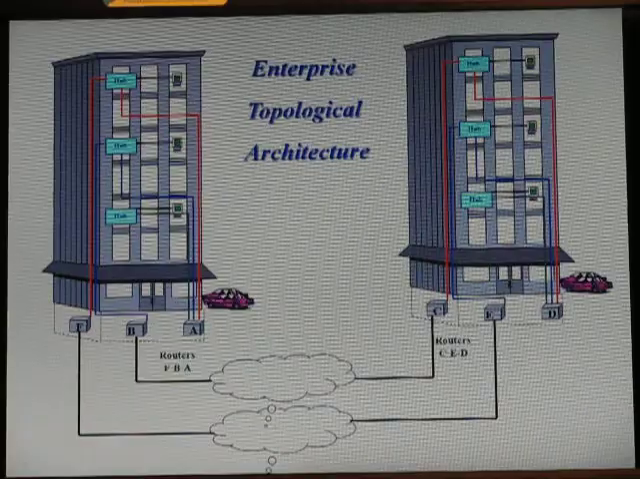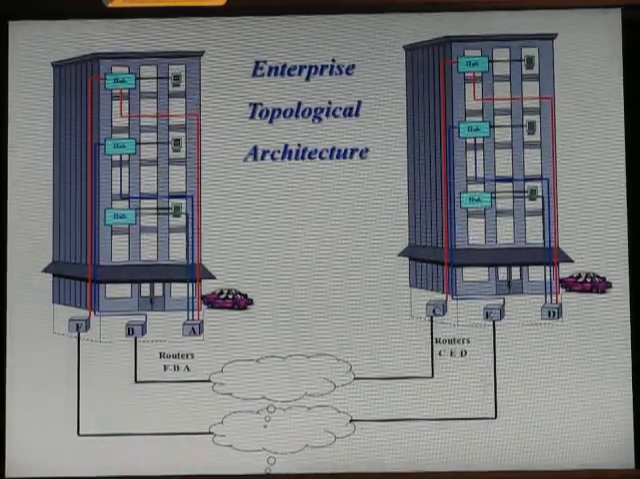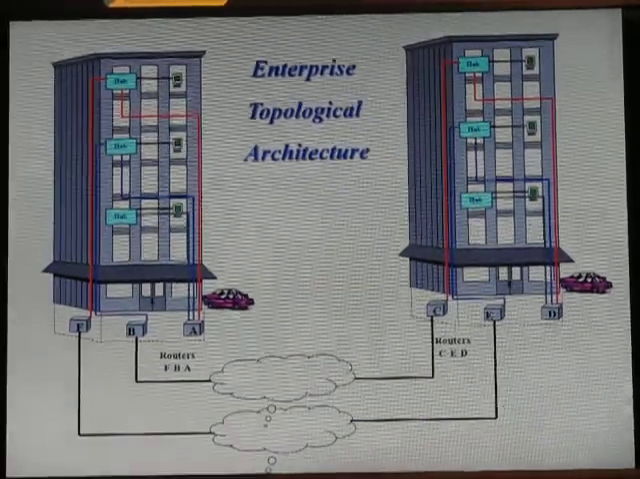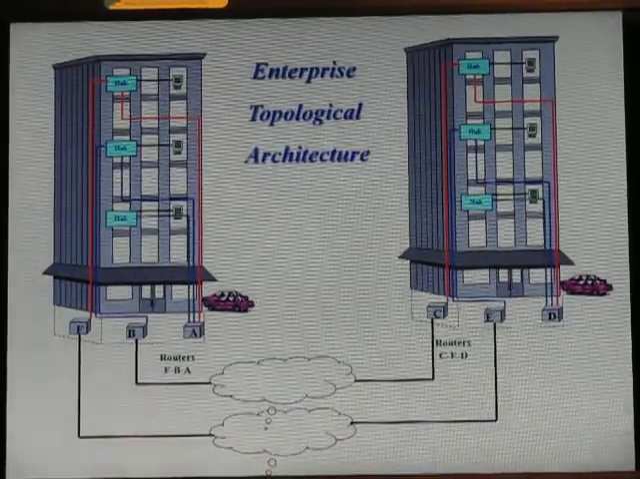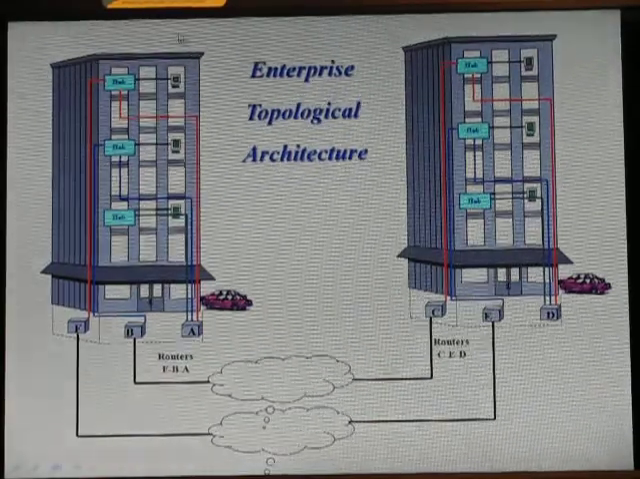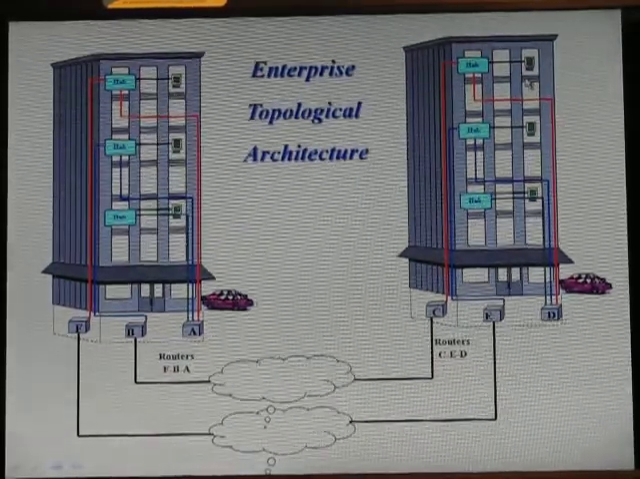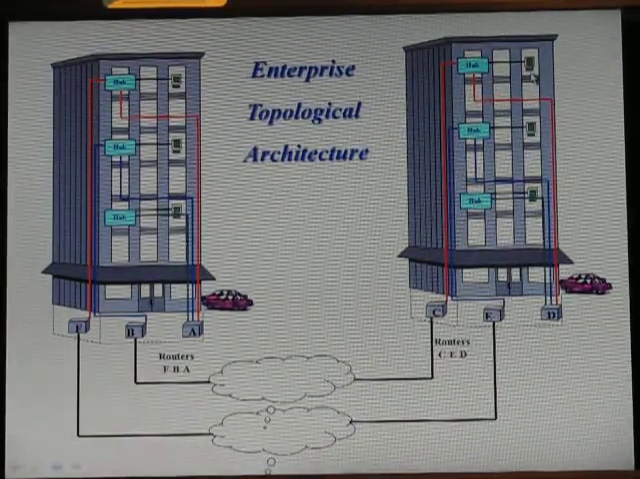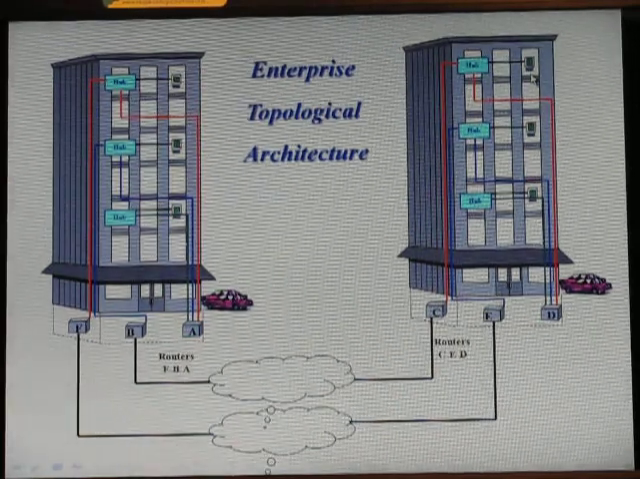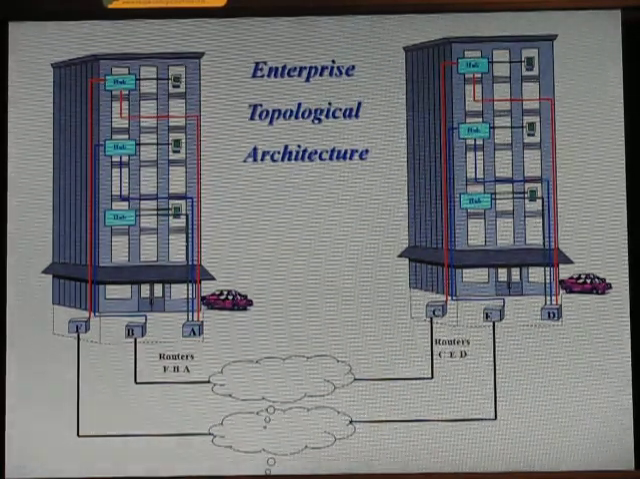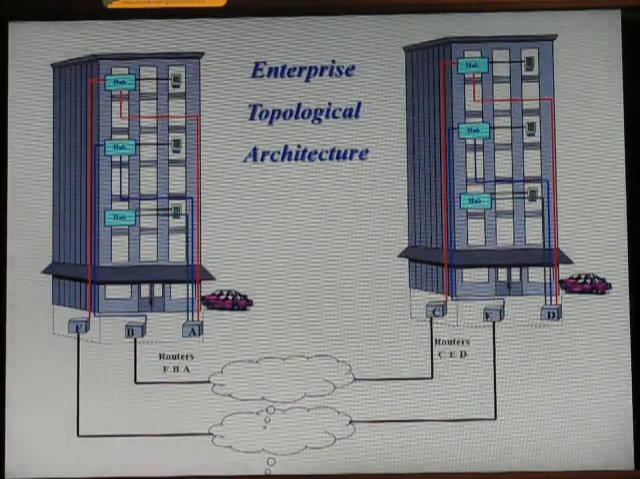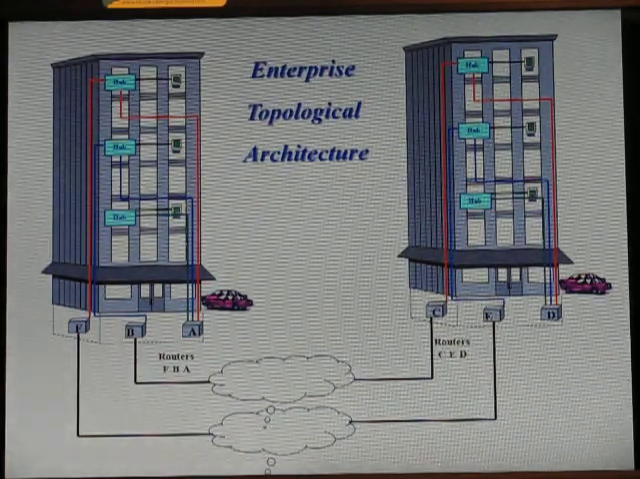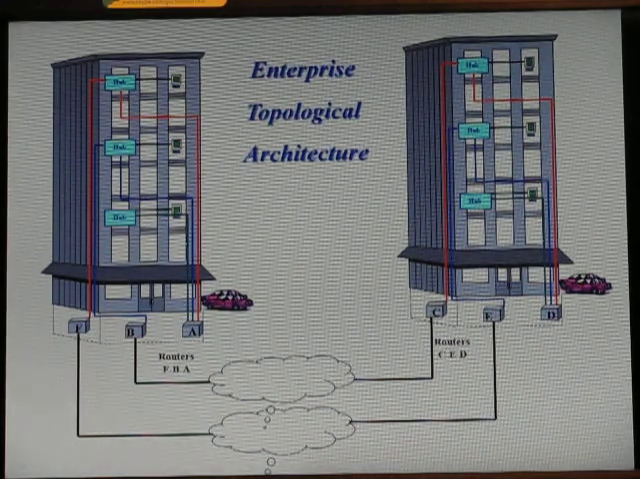So here you have 2 buildings. One building is in Hartford, Connecticut. The other is in Portland, Maine. Notice that on the 3rd floor of the left building is a client. On the 3rd floor of the right building is a server. And we're going to talk about this network in all of the explanations that we give.